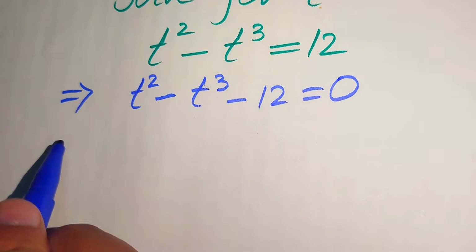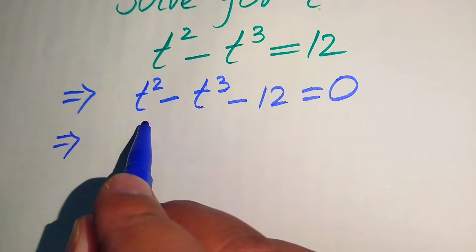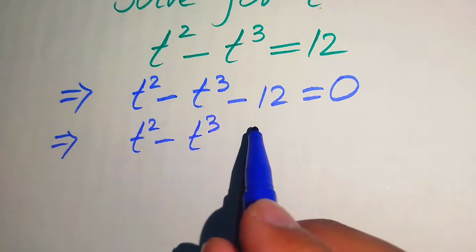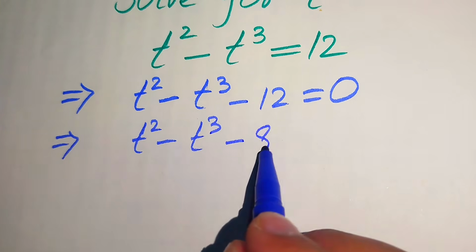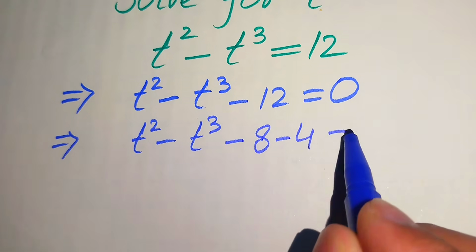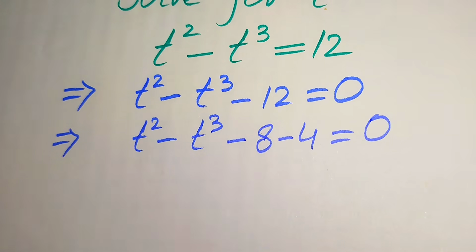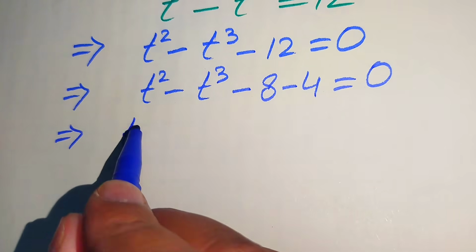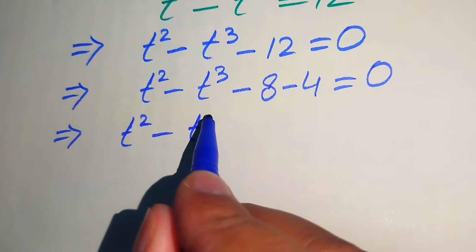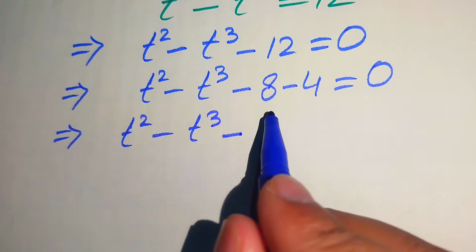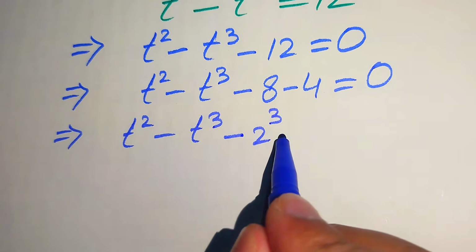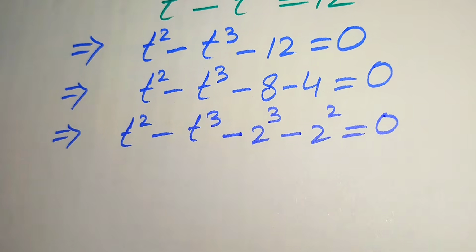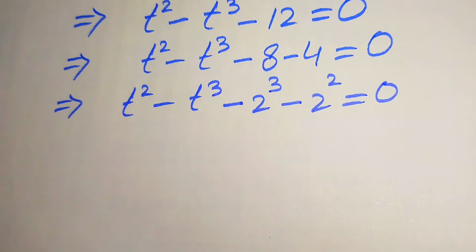And now in the next step we need to rewrite this equation as t square minus t cubed, and this minus 12, we write it as minus 8 minus 4, and this whole equation is equals to 0. So again in the next step we need more simplifications, and it will be written as t square minus t cubed minus, this 8 we write as 2 cubed, minus this 4 we write as 2 square, and this whole equation is equals to 0.